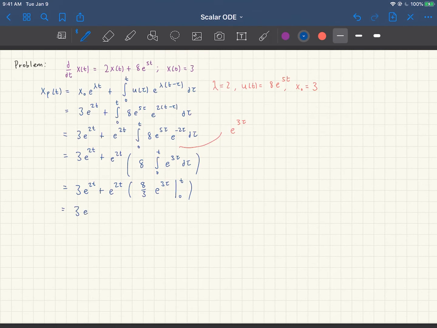And plugging in the bounds, we'll get something of the form 8/3 e to the 3t minus 8/3 e to the 0, which is just 1. Therefore, our final solution will be 3e to the 2t minus 8/3 e to the 2t plus 8/3 e to the 5t, and we can simplify this as 1/3 e to the 2t plus 8/3 e to the 5t.